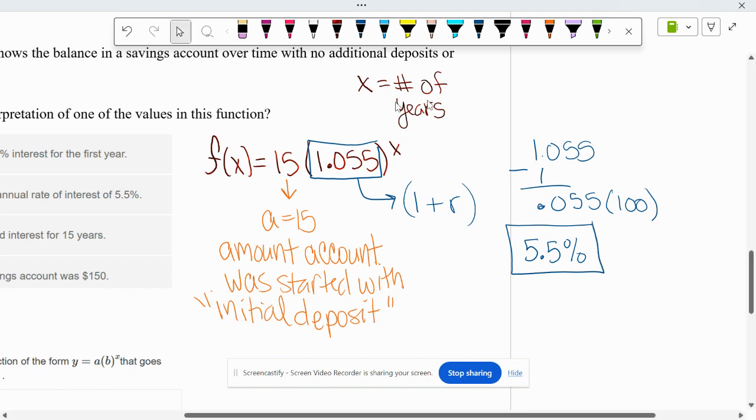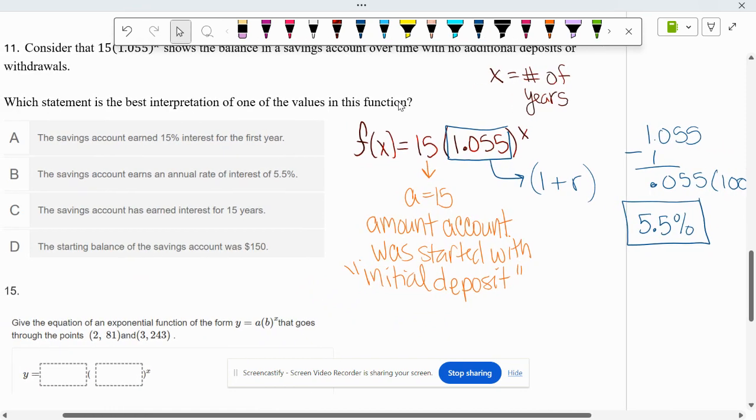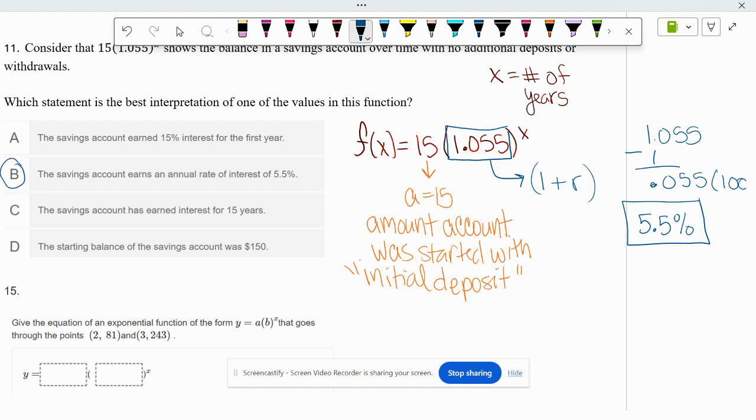So which statement to the left is going to work for this? B, the savings account earns an annual interest rate of 5.5%. Good job.